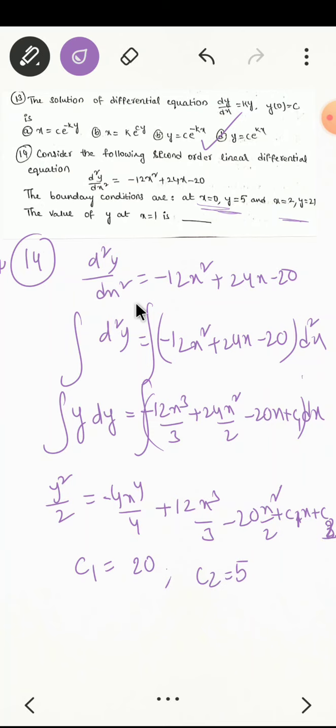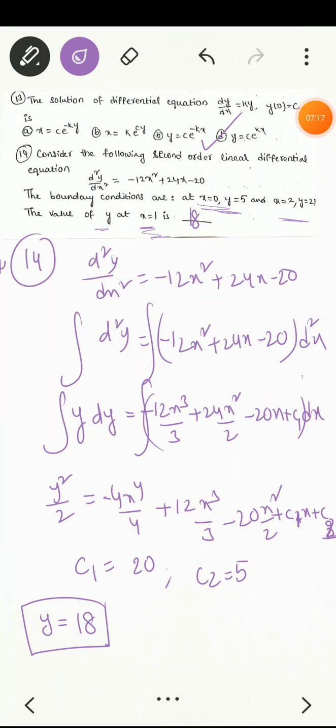So the final value they are asking is the value of y at x equal to 1. First find the equation of y. If you substitute x equal to 1, the value of y you are getting is 18. Okay, you just solve, you will get 18. Here you have to substitute 18.